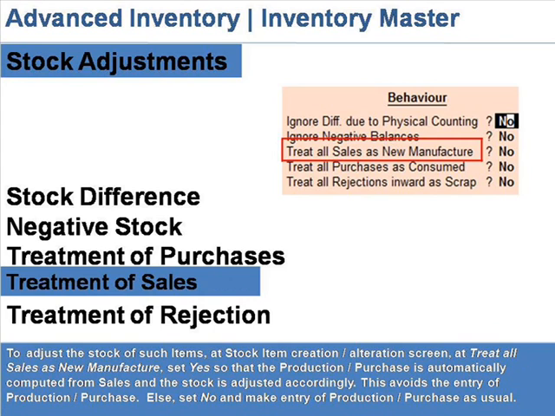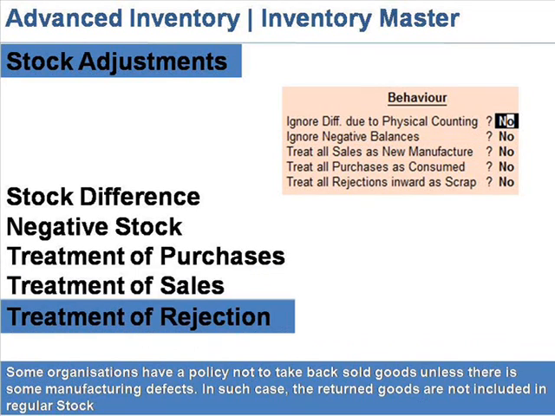To adjust the stock of such items, at the stock item creation or alteration screen, at Treat all sales as new manufacture, set yes so that production or purchase is automatically computed from sales and the stock is adjusted accordingly. This avoids the entry of production or purchase. Otherwise, set no and make entry of production or purchase as usual.